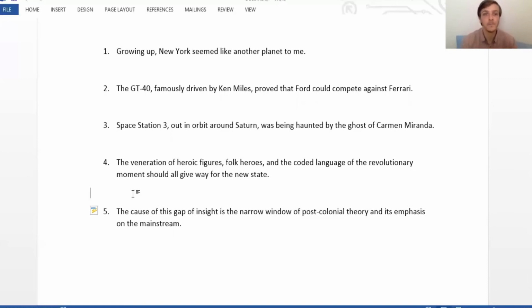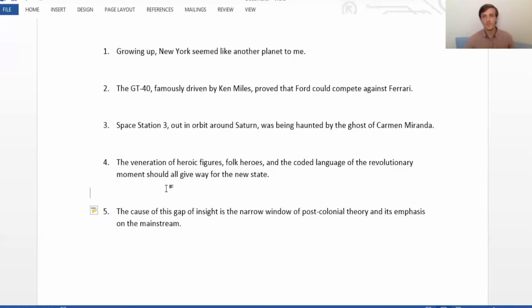Yeah, and don't forget, we also have and the coded language. So it's veneration and coded language. We've got two nouns in our simple subject. And there's a reason. So normally you would want this sort of list of veneration, heroes, and language to be at the end of a sentence. But the reason I chose to start this sentence with that is because the next sentence after it was going to be talking about the new state. So I kind of messed around with the form here to make sure that my sentences would all flow together.